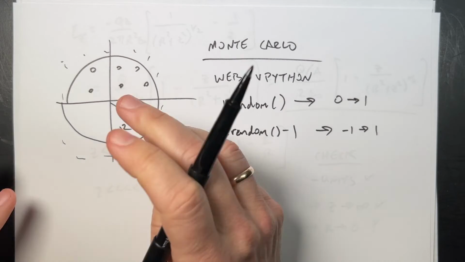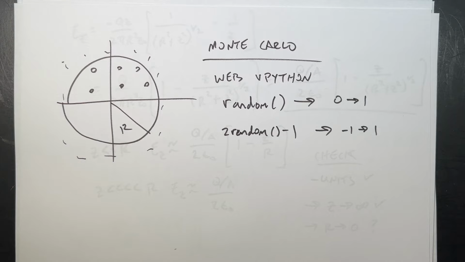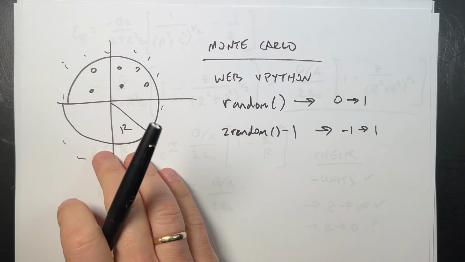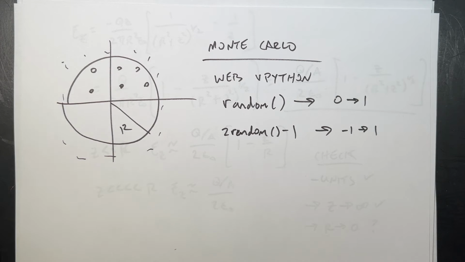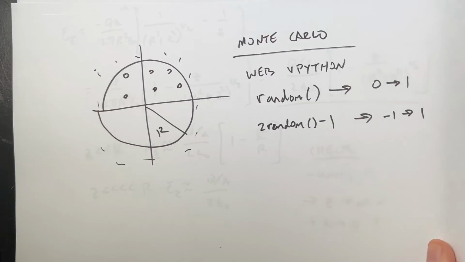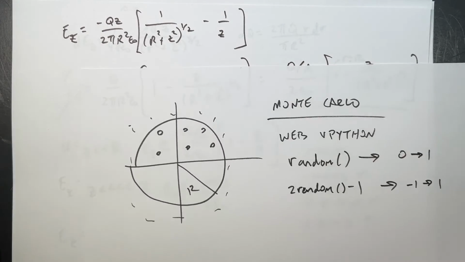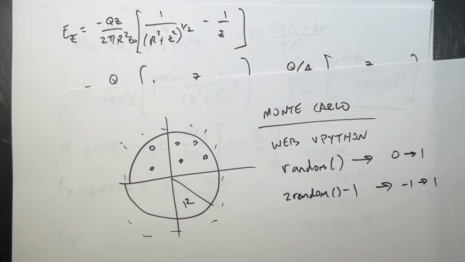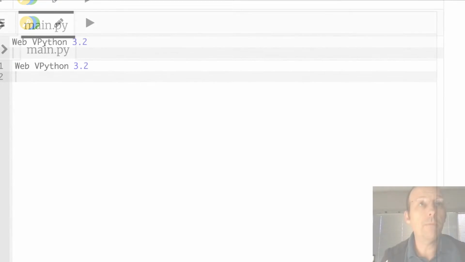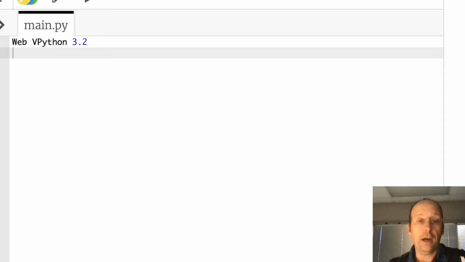And then I can calculate the electric field due to each piece. So there's a lot of work to do, but we're going to do this as simply as possible, and it's going to be a lot of fun. And then we can check and see if it agrees with our calculation right here. Okay, we can see if they agree. So here I am switching to Web VPython. I already got it pulled up.